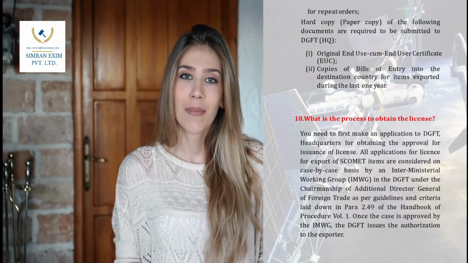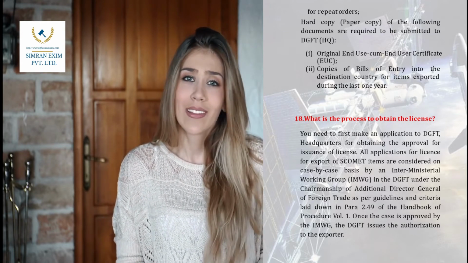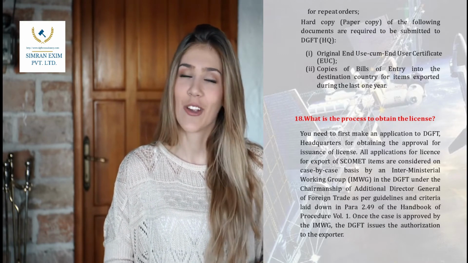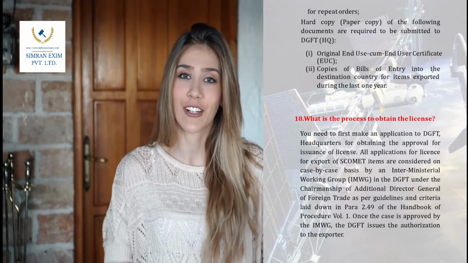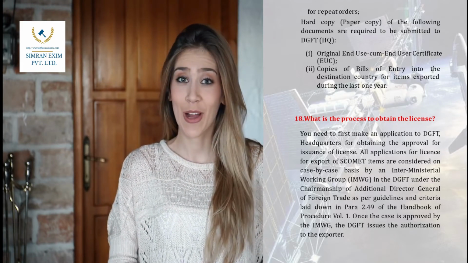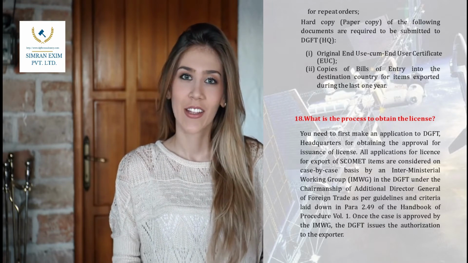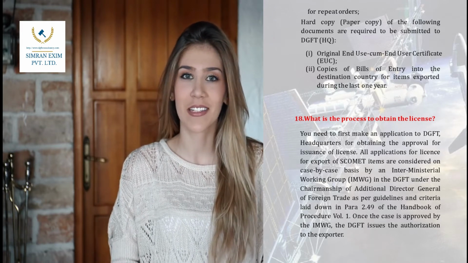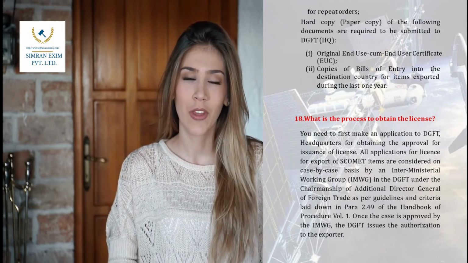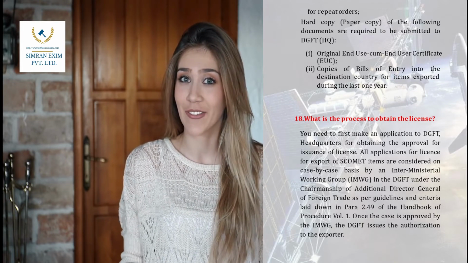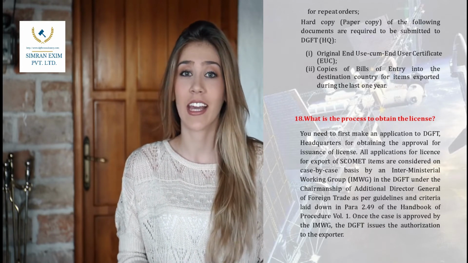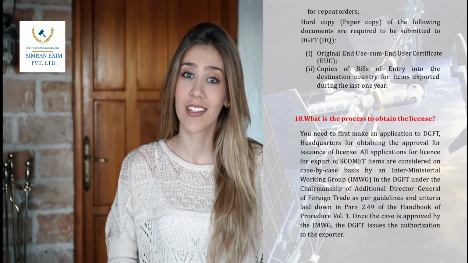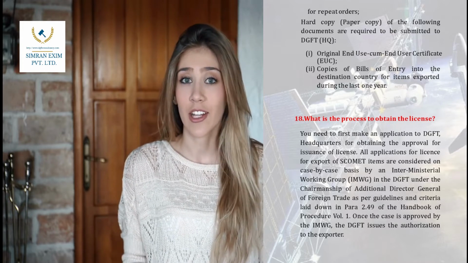18. What is the process to obtain the license? You need to first make an application to DGFT headquarters for obtaining the approval for issuance of license. All applications for license for export of SCOMET items are considered on a case-by-case basis by an Inter-Ministerial Working Group, IMWG, in the DGFT under the chairmanship of the Additional Director General of Foreign Trade as per guidelines and criteria laid down in Para 2.49 of the Handbook of Procedure Volume 1. Once the case is approved by the IMWG, the DGFT issues the authorization to the exporter.